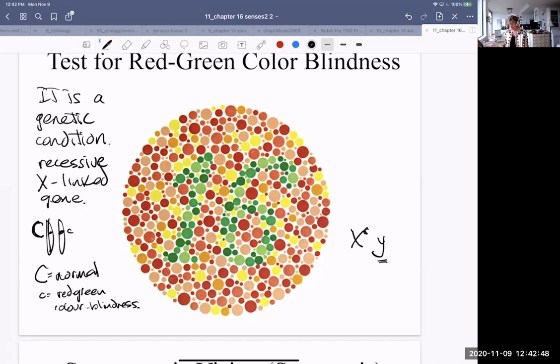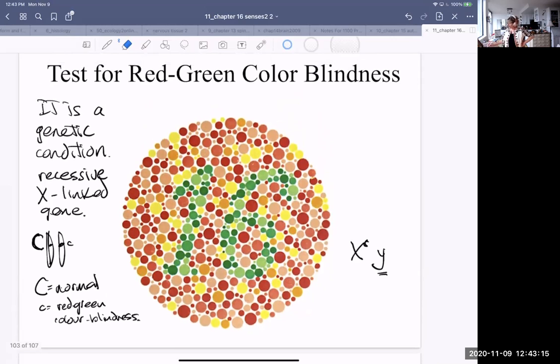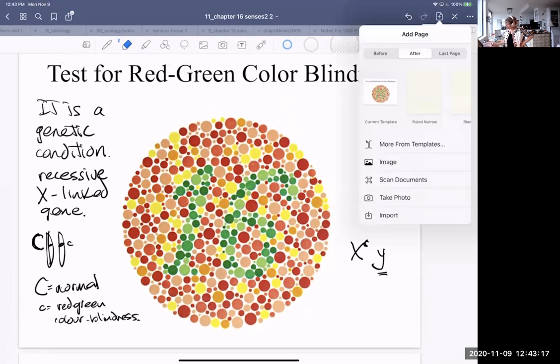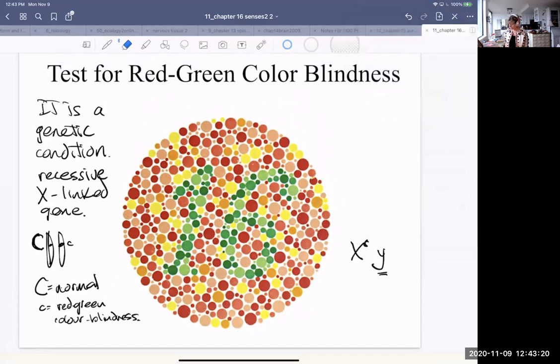So males, I can't remember the number of males that have red-green color blindness, but it's actually quite a lot. But I don't trust myself to remember it. I'm thinking 1 in 8, but I don't think that's right. But it is definitely more common in males. So I just wanted to say a few things about color vision.